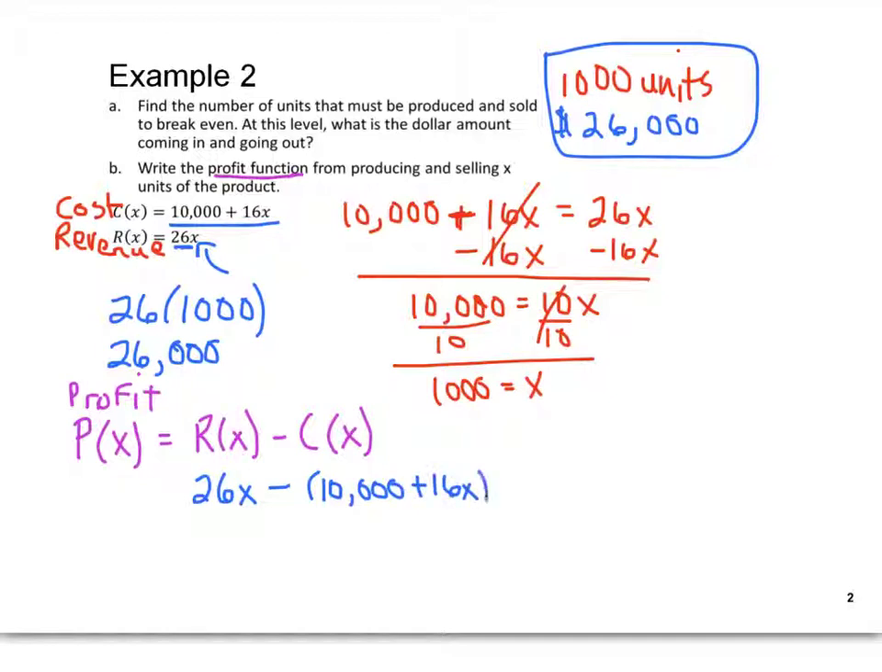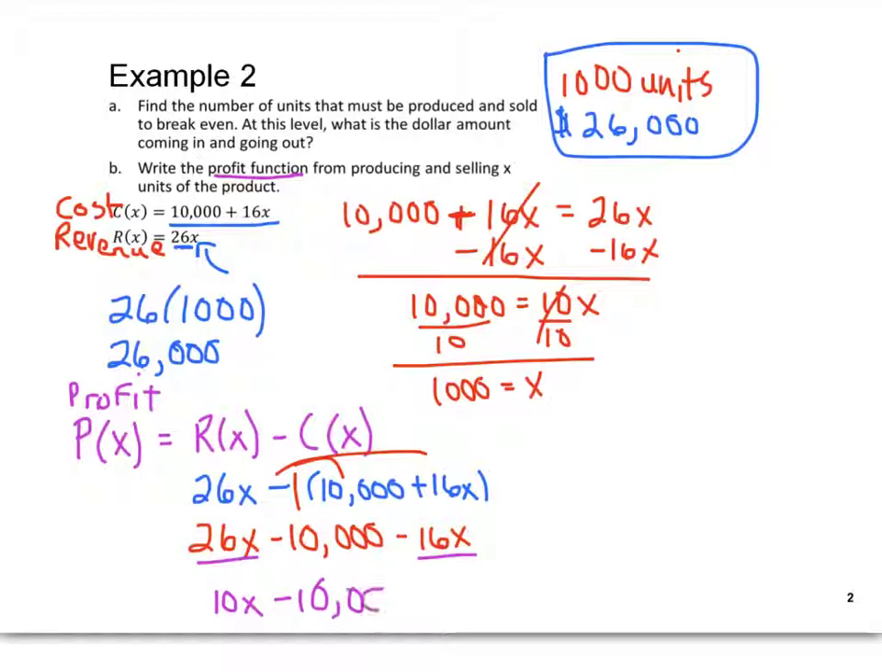Well, since I'm subtracting something that has more than one term, this is like a negative 1 that I have to distribute. So 26x minus 10,000 minus 16x, because I'm distributing the negative. So that means 26x minus 16x is 10x minus 10,000. That is our profit function, P of x, and that's our answer for part B.